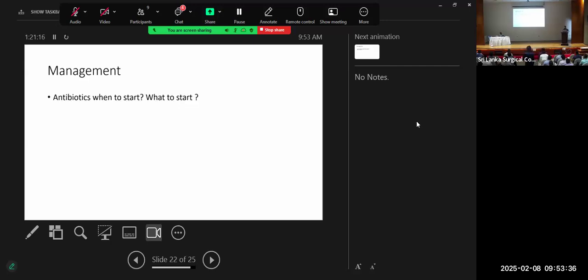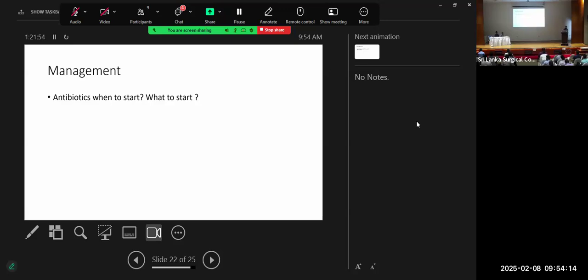Antibiotics. What is the place for antibiotics? When to start and what to start? In just acute pancreatitis, we don't need to start antibiotics. But let's say a patient presents with abdominal pain, fever of 100 Fahrenheit, and we have diagnosed acute pancreatitis, amylase is high, white cell count is 18,000, CRP is 80. Will you start antibiotics or not? No, in pure acute pancreatitis, you can have fever and raised inflammatory markers. So with pure acute pancreatitis, you don't have to start antibiotics.